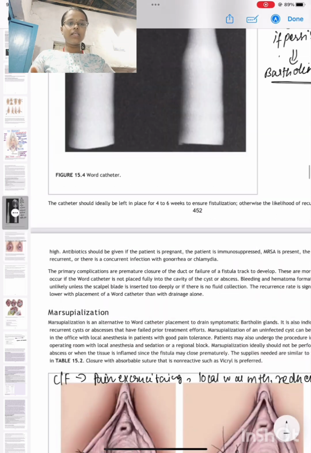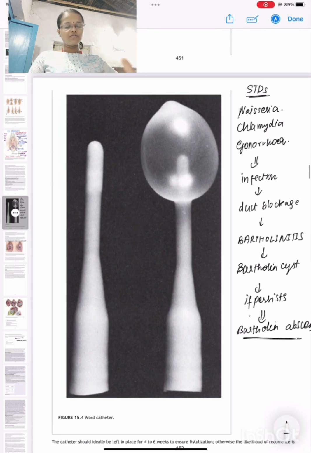So what we prefer is putting the Word catheter. So this is Word catheter, W-O-R-D. What happens when you put the catheter inside? So the catheter, you have this long arm, na? So this long arm creates a new duct. It acts as a new duct. When you remove the fluid, you are removing from the gland whatever the collected fluid, pus. But the main pathophysiology is that the duct is blocked.